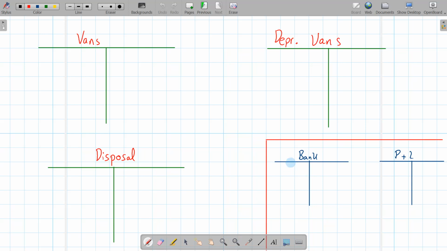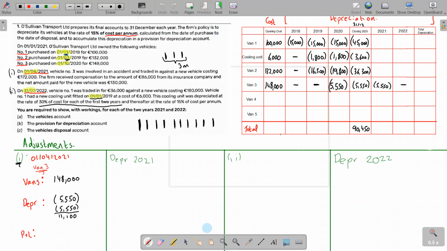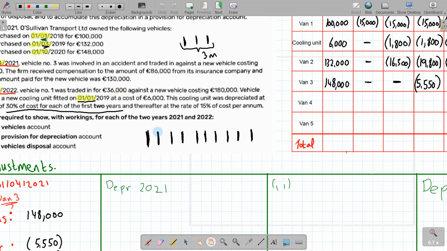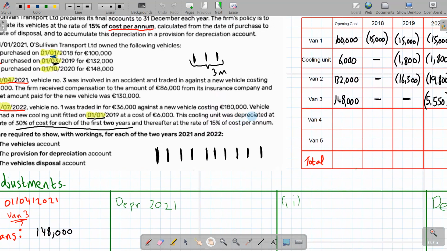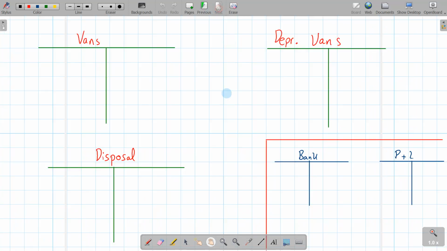We don't have to do any of this in an exam situation, but it should help you to realize where we put the figures, what effects that has, and what the double entry of each is. So if we go back to the page, to the adjustment, we can see that vehicle number 3 was in an accident and traded in. So we have to get rid of the cost of the van, 148,000.